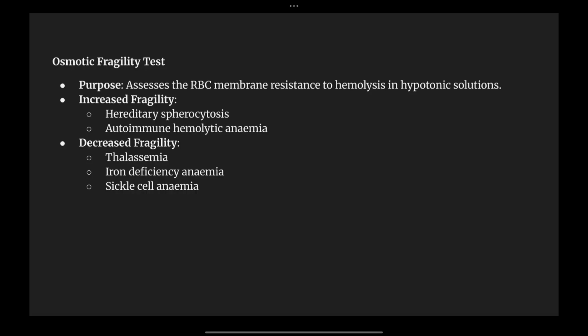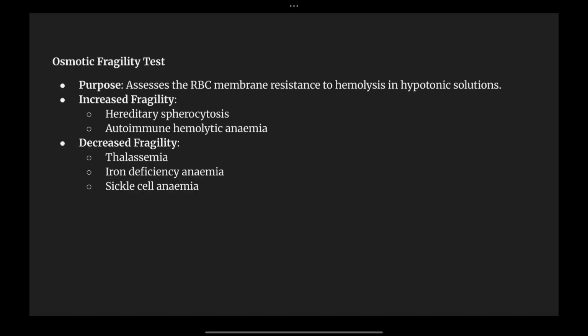Now, the osmotic fragility test is another test that is conducted to determine the RBC's membrane. Now, osmosis, we know that it is diffusion through the layers that happens inside a liquid medium. Now, what is the purpose of this osmotic fragility test? It is used to determine the RBC membrane resistance to hemolysis in hypotonic solution.